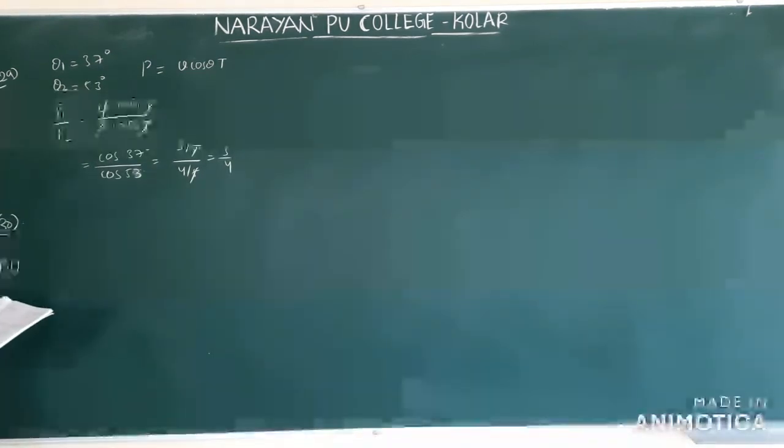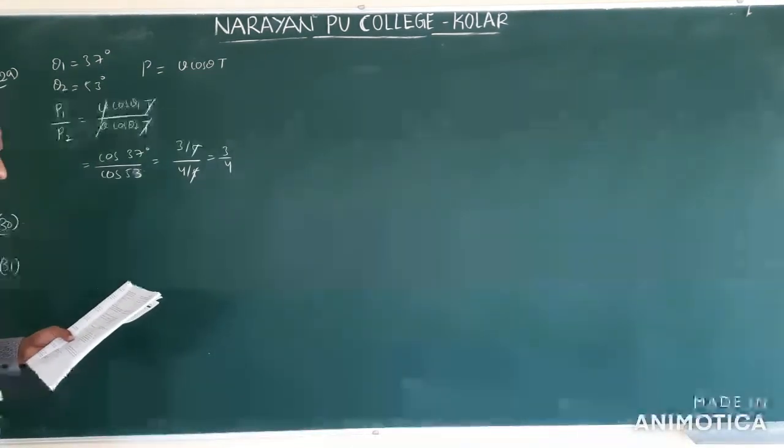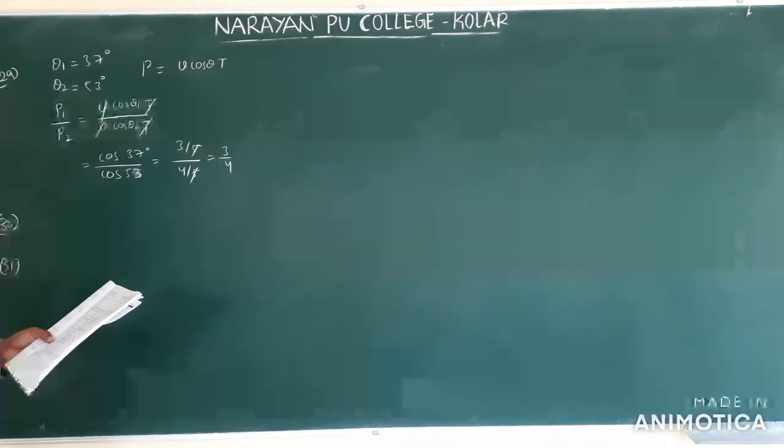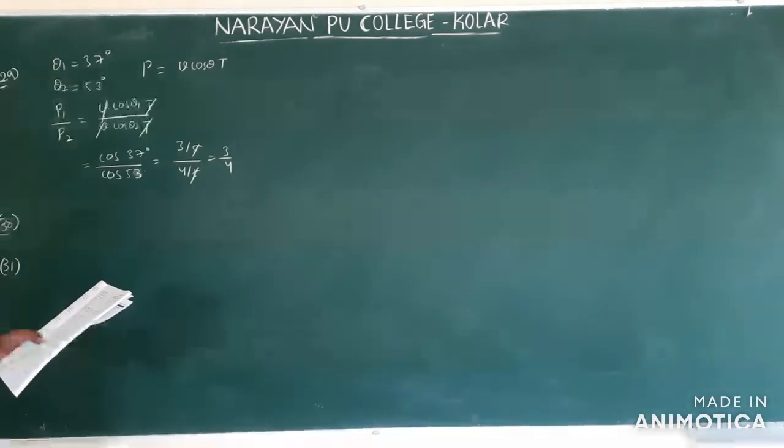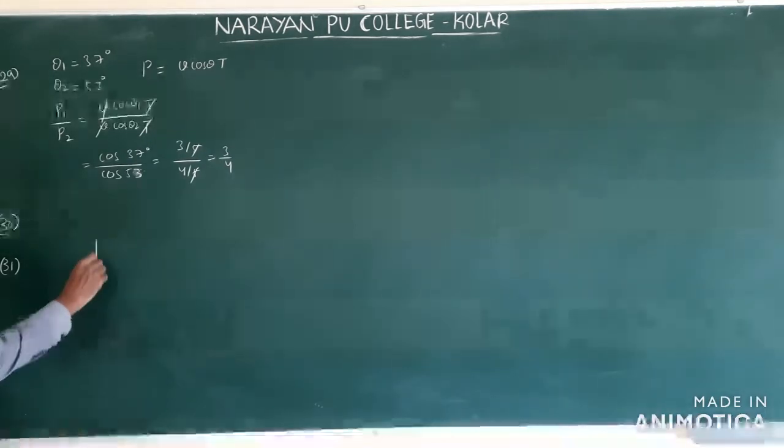Clear? A particle having a mass m and charge q is released from the origin in the region in which electric and magnetic fields are given by B equal to B naught j cap and E equal to E naught k cap. The speed of the particle as a function of its z coordinate.